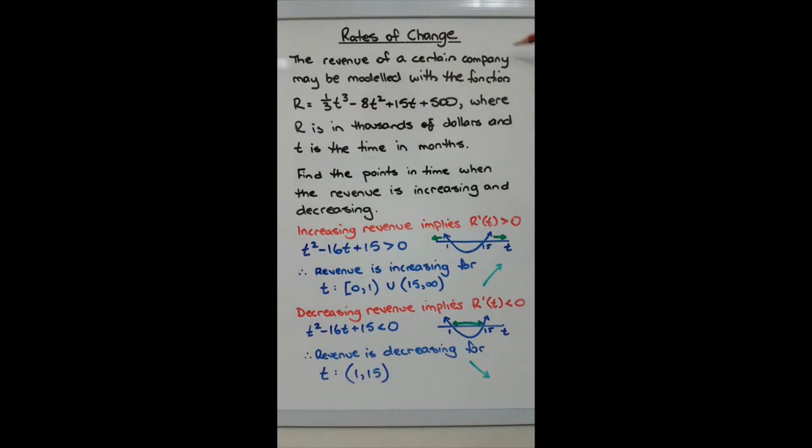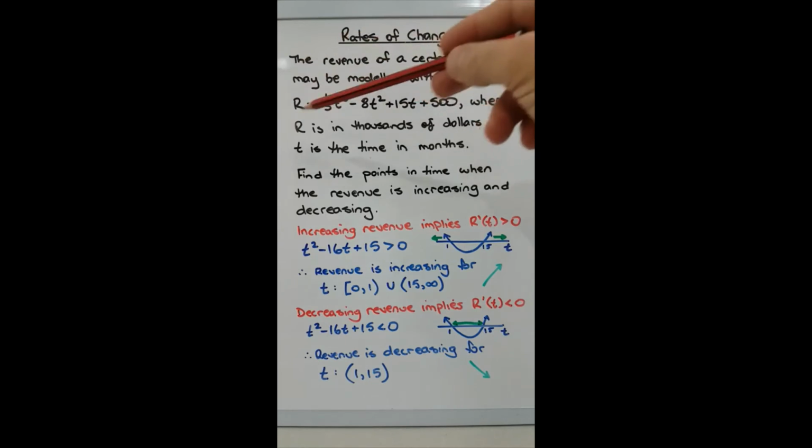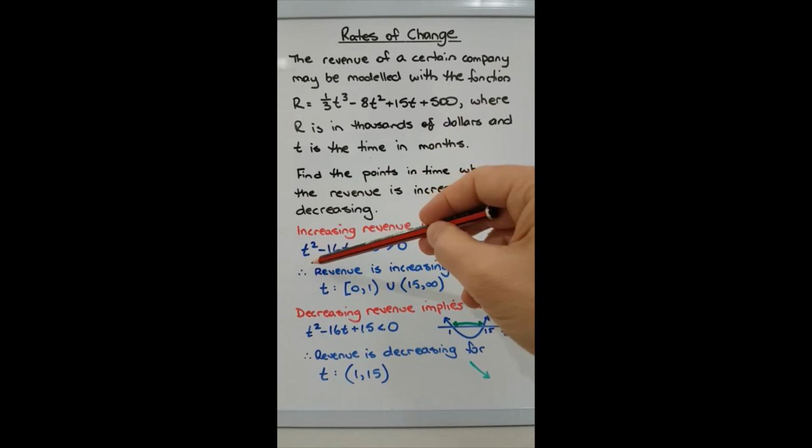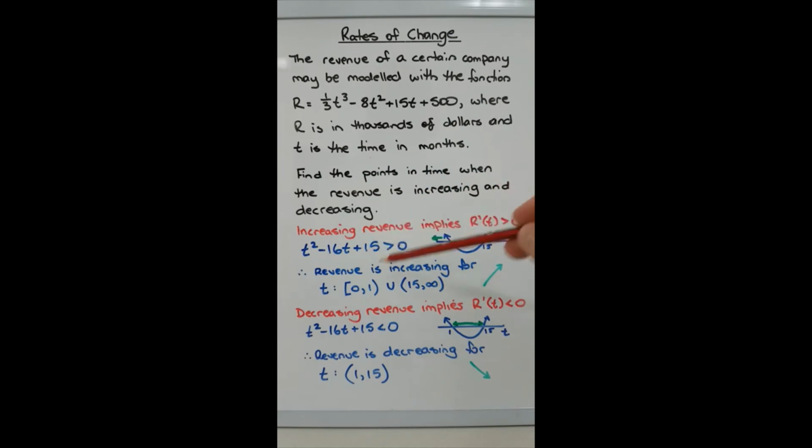The revenue of a certain company may be modelled with the function r is equal to 1/3 t cubed minus 8t squared plus 15t plus 500, where r is in thousands of dollars and t is the time in months. Find the points in time when the revenue is increasing and decreasing. Now, increasing revenue implies the first derivative is greater than 0. That is, t squared minus 16t plus 15 is greater than 0. You may use whichever method you like to solve this quadratic inequality. The solution here is t is between 0 and 1 or greater than 15 months, not including 1 or 15.